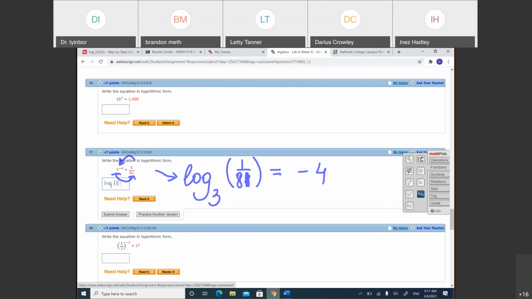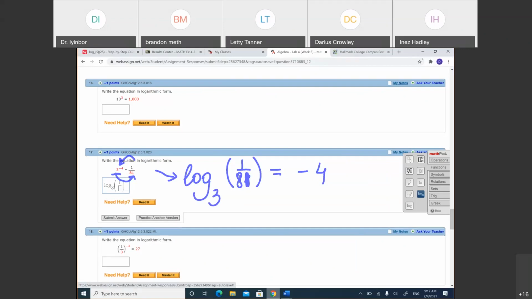You're going to put the 3 down. And then with the arrow, you can go to the next one. Inside the parentheses, you're going to put 1 over 81. And then you're going to go out of that and put equals -4. So that's how you enter it. You go to functions. Okay? So that's how you do those questions.